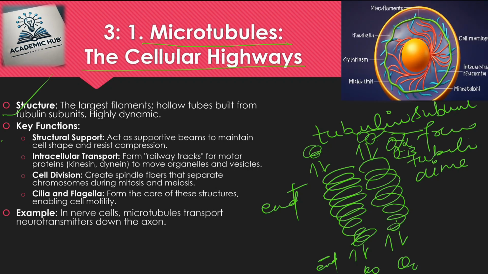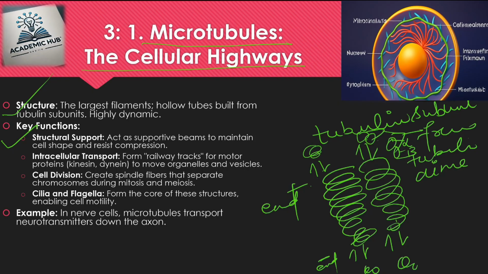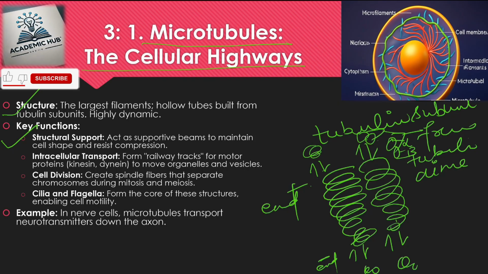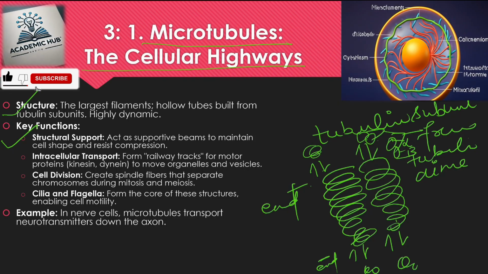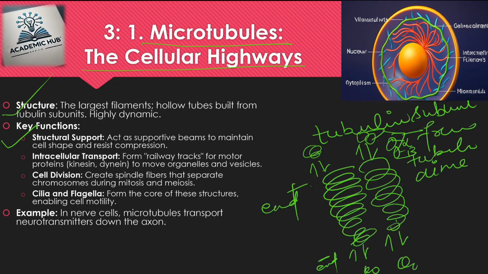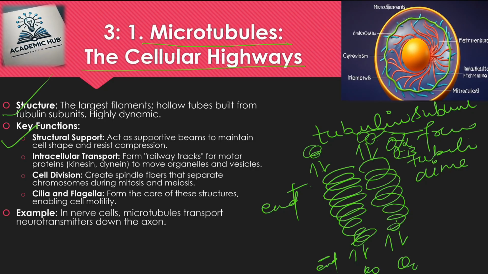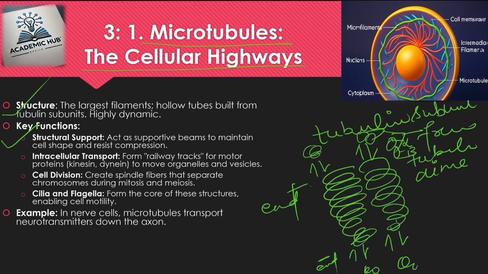But this is a tentative structure through which we can understand how tubulin units are gathered and form a network. Now the key function of microtubules: built from the tubulin subunits, they are tube-like structures crucial for preserving cell form, moving substances inside the cell, and ensuring proper cell division. These structures are the largest filaments.